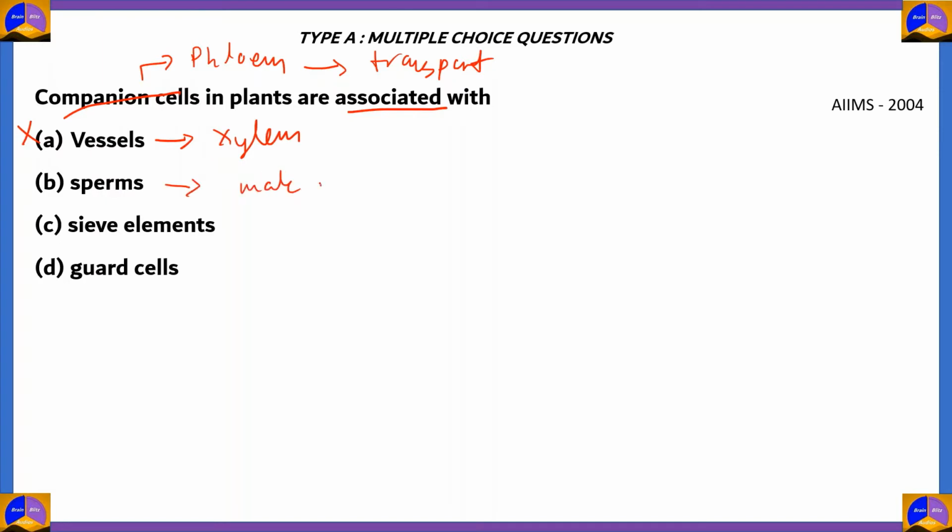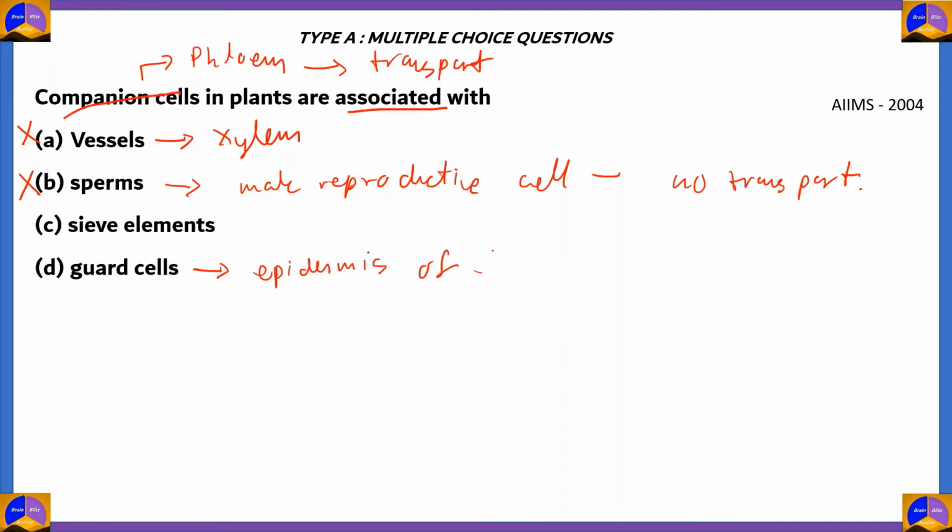Option B, sperms. Sperms are the male reproductive cell, so there is no transport involved. The cell itself does not do any transport of proteins or other nutrients, so option B is incorrect. What about option D, guard cells? These are found in the epidermis of leaves, and their function is gaseous exchange. Therefore, option D is incorrect.